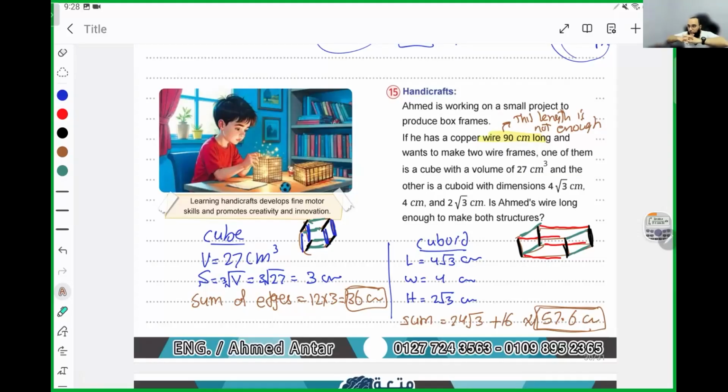Together, are they equal to 90? No. Less than 90? No. They are greater than 90. So does he have enough? No. You need 3 more. Any problem? No. You got that?